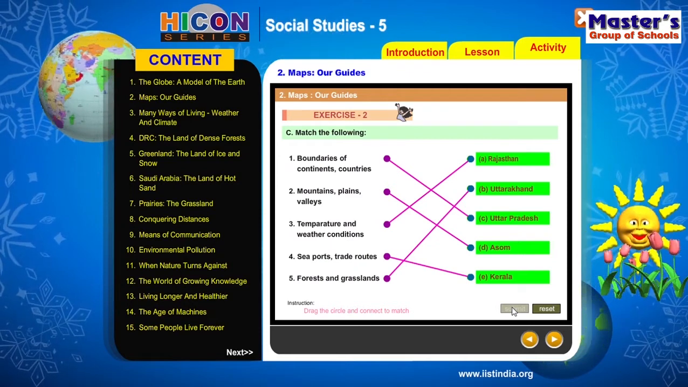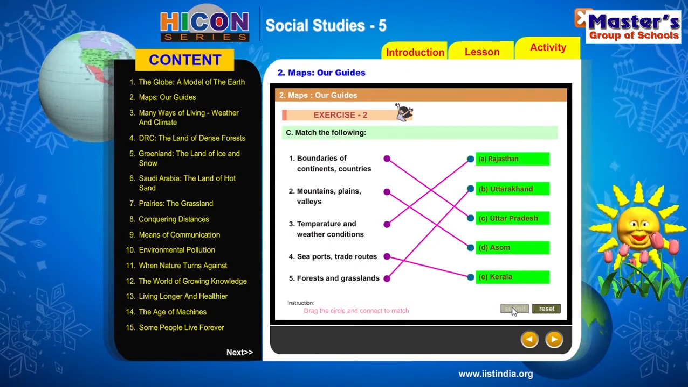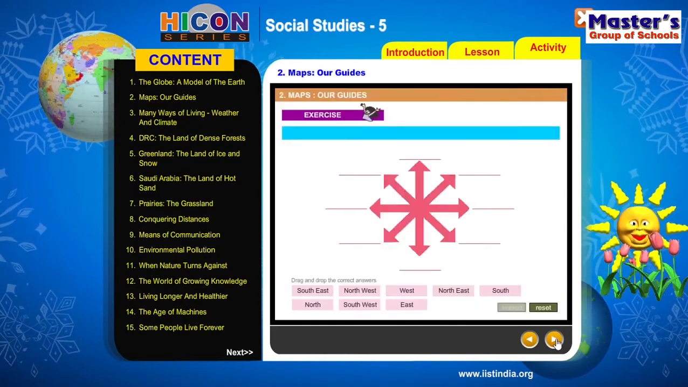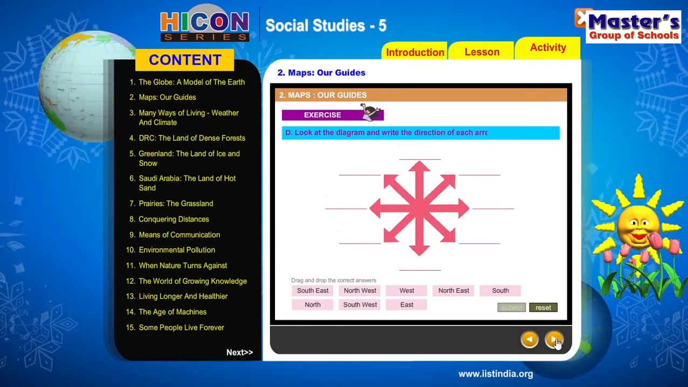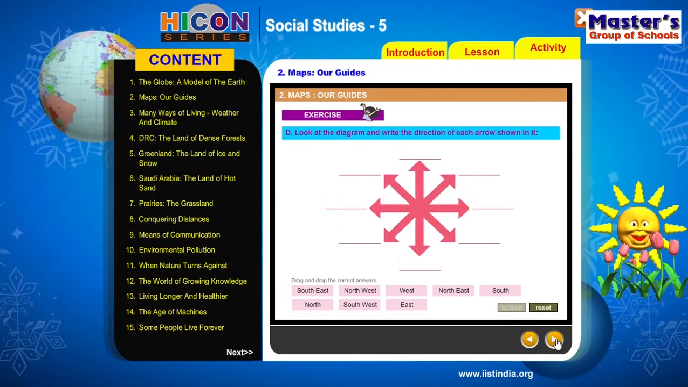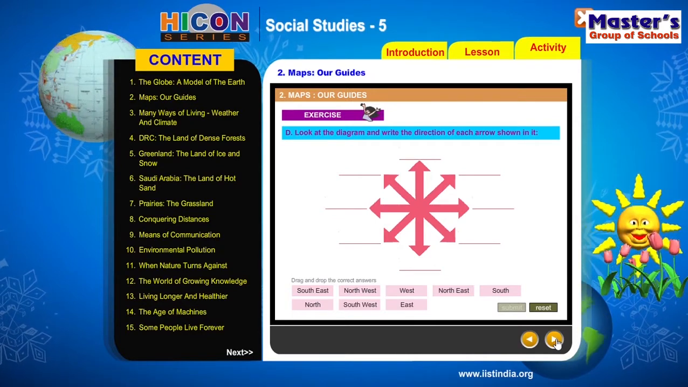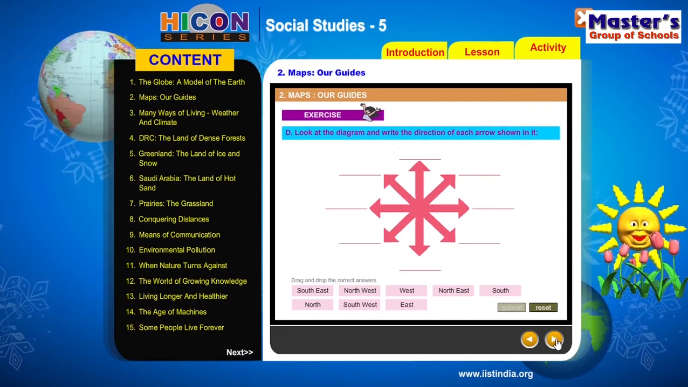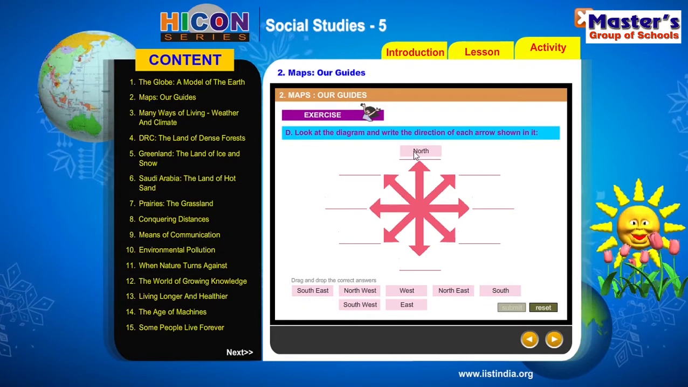Okay, children. So now we'll move on to the next one. Look at the diagram and write the directions on each arrow shown. So there is a diagram of arrows given there, and we need to identify the directions based on the arrows given. So we know the top is always north.